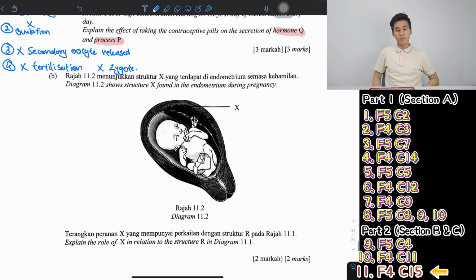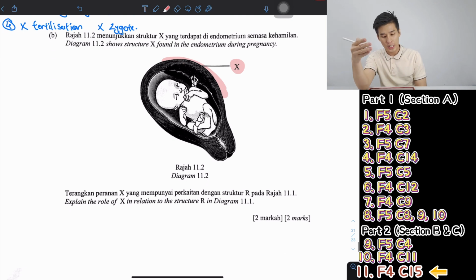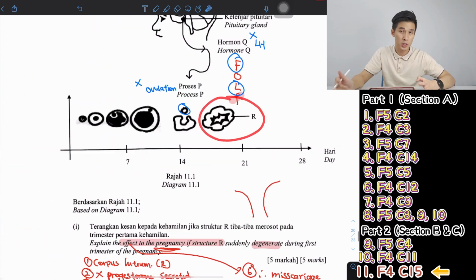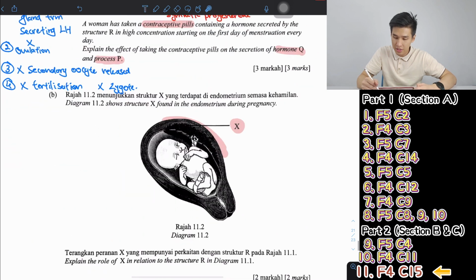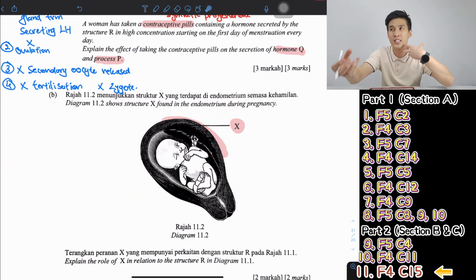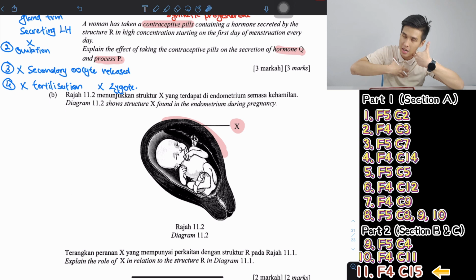Now for question B, X is pointing at the placenta. There's the placenta. Explain the role of X in relation to the structure R in diagram 1.1. Okay, R is our corpus luteum. Now, if they ask the relationship between this and this, the placenta's main function, which you should know, is the site of exchange of substances between the mother and the fetus, right? Nutrients go into the fetus, waste comes out.